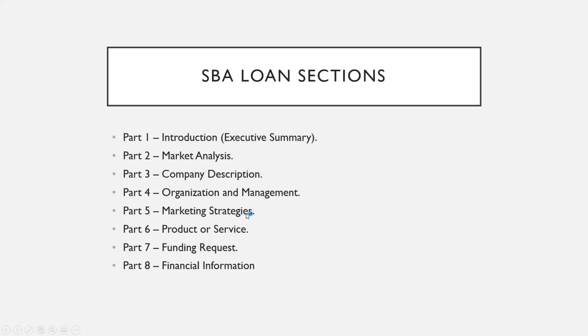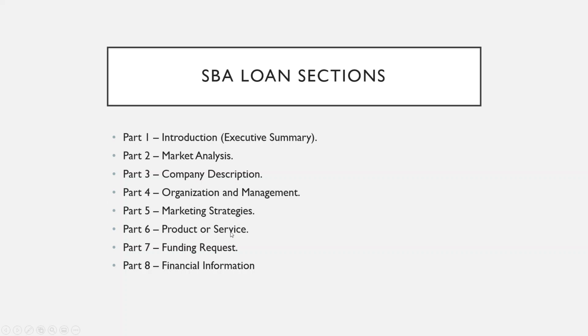An important thing to note here is that the only strategy section they're looking for is the marketing. And there's a reason for that. They want to know that you know how to go out there and make money. They want to know that you know how to advertise best to reach your target market. So that's really important for the SBA guidelines.